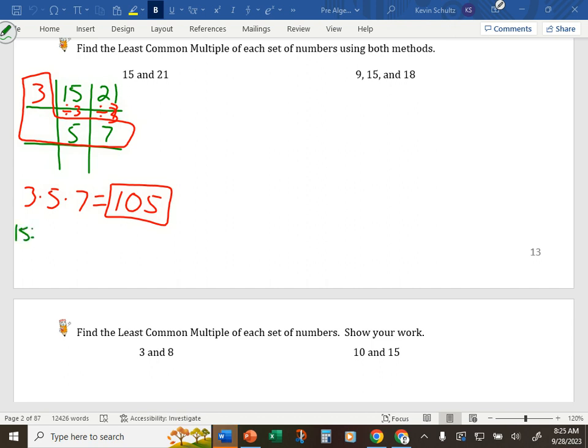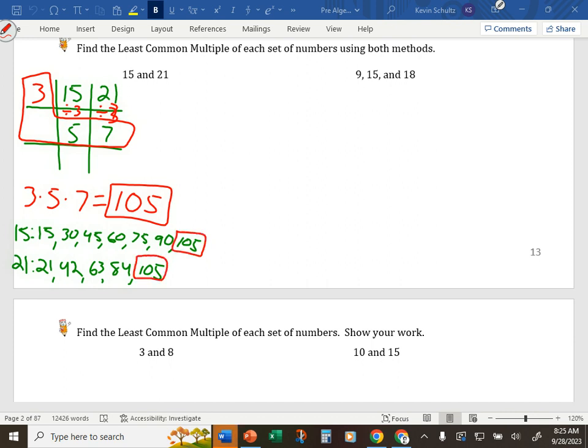If we use the listing method for those that are like, I don't want to mess with my GCF table, I understand that well, I don't want to mix up the two, you can list them: 15, 30, 45, 60, 75, 90, 105, and 21, 42, 63, 84. We see that 105 shows up in each list. Okay. Of course, what's the risk with the listing method though? Gigi?